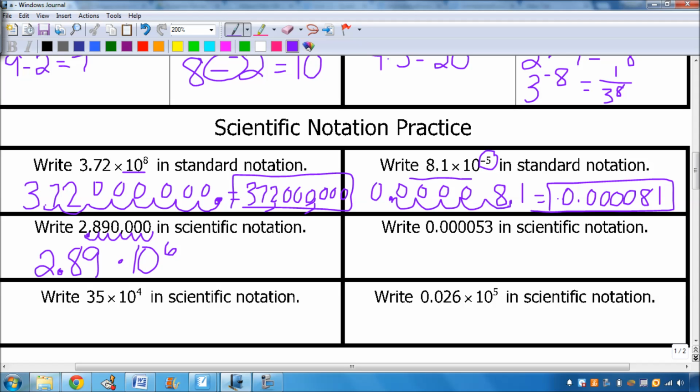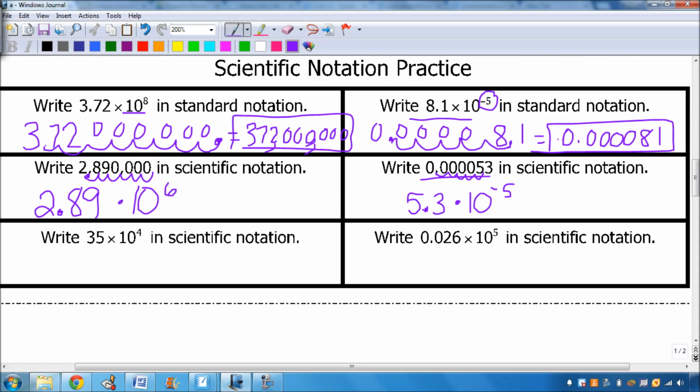Okay? And then this one, to get this number between 1 and 10, the decimal place needs to be there. So it's 5.3. But I didn't multiply by 10. I divided by 10 because it's a tiny number. So the question is, how many times did I divide by 10? So I divided by 10 1, 2, 3, 4, 5 times. So this right here is going to be to the negative 5th power because I divided by 10 5 times.